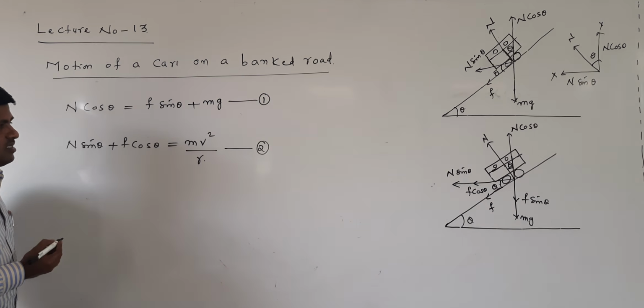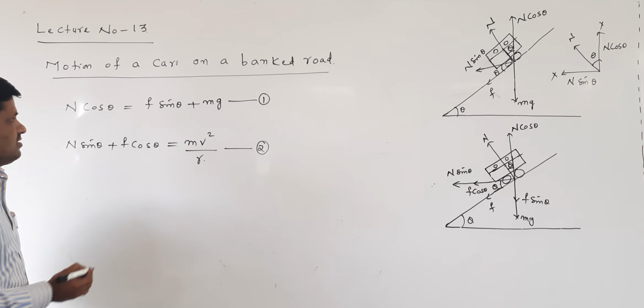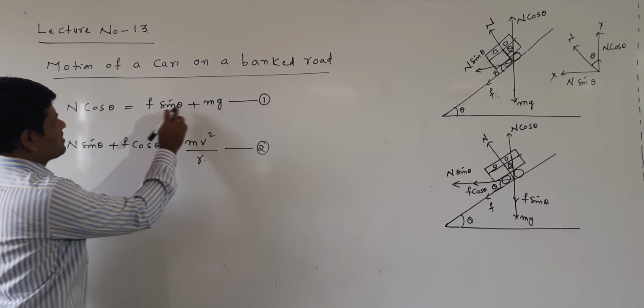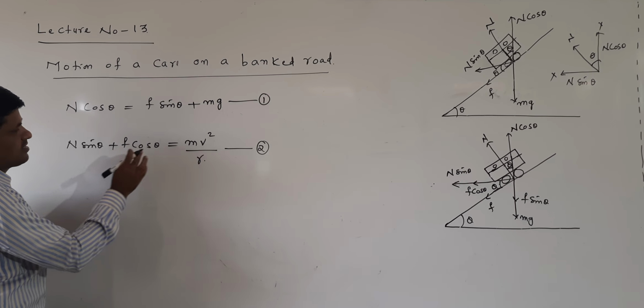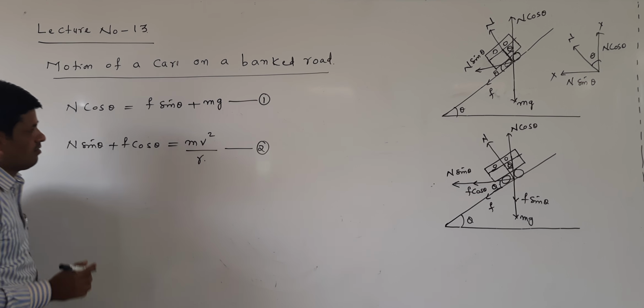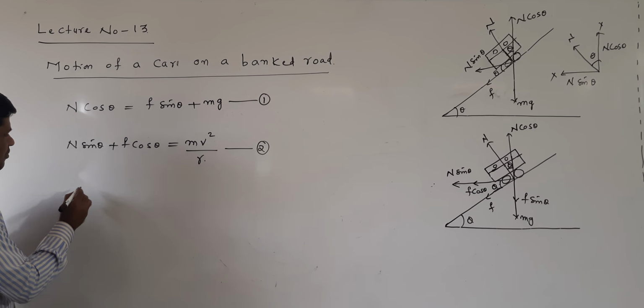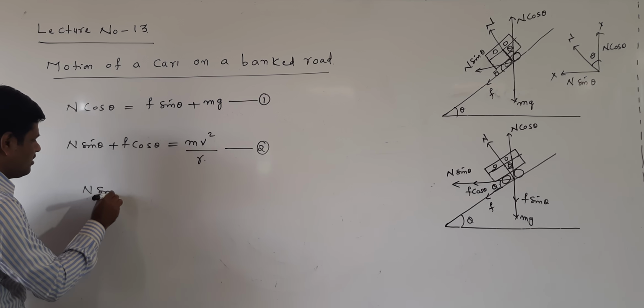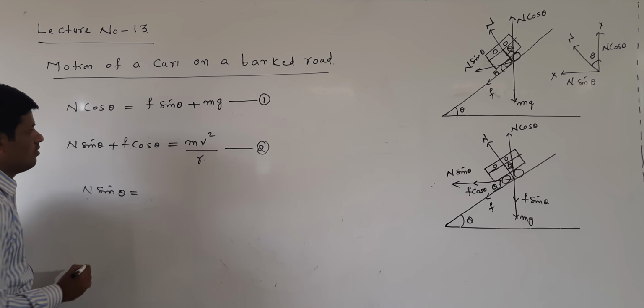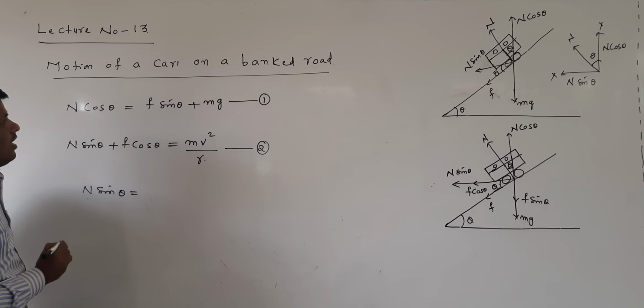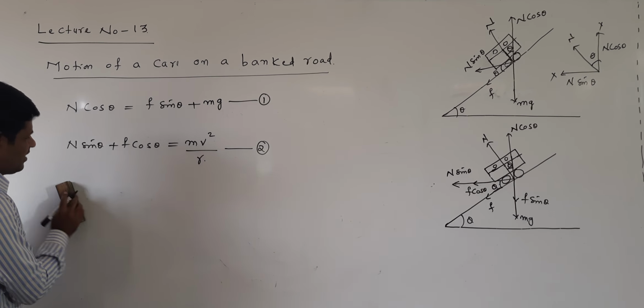Now rearranging these equations. N cos theta is equal to f sin theta plus mg. N sin theta plus f cos theta is equal to mv square by r. Now rearranging equation 2, N sin theta plus f cos theta is equal to mv square by r. I rearrange equation 1 easily.